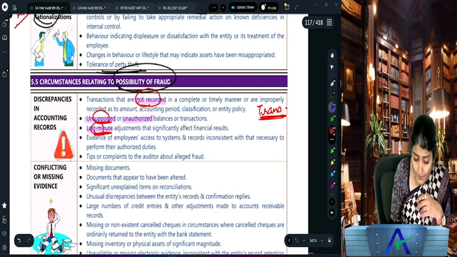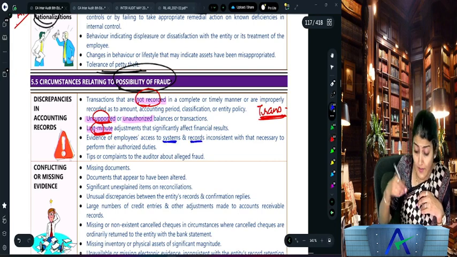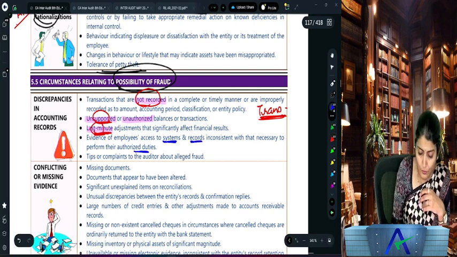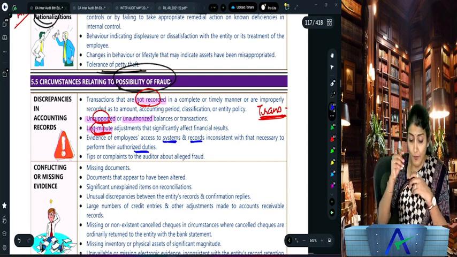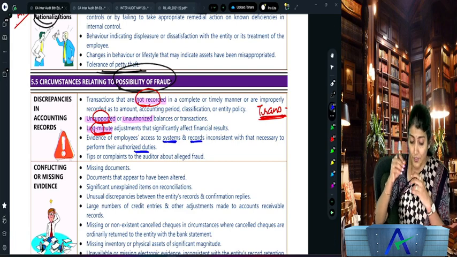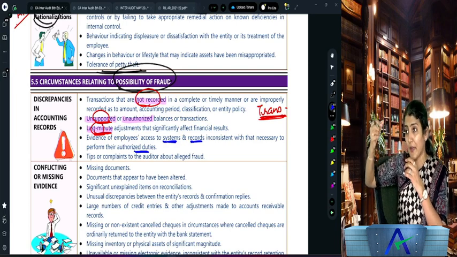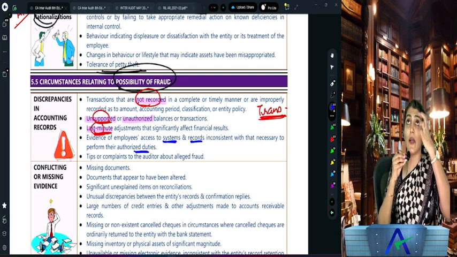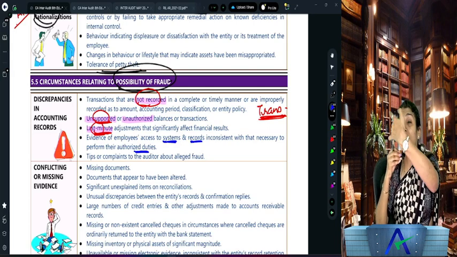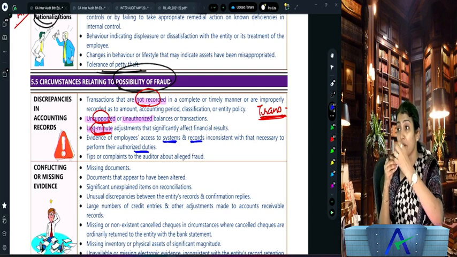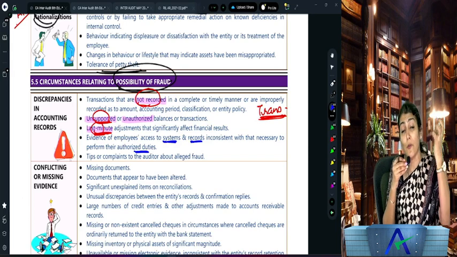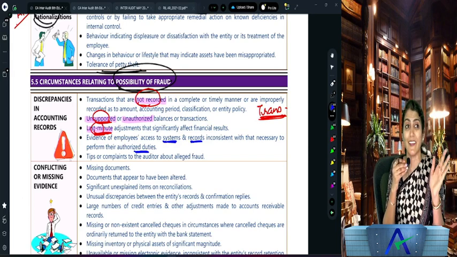Evidence of the employee access to the systems and records is inconsistent with that of the need to perform the duties. Right, so if I need to handle the physical cash of the company, should I have access to the cash book of the company? No. What did we say? Accounting and custodial function should be segregated.